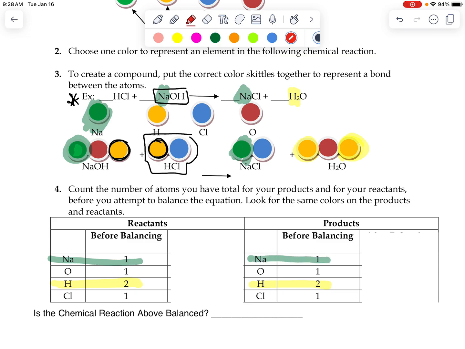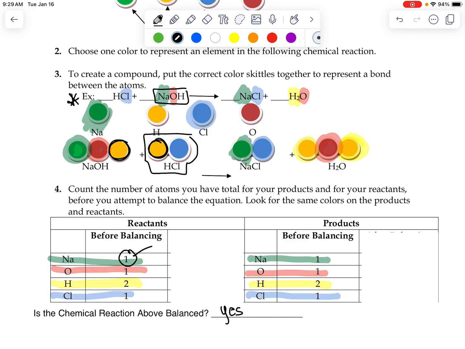Then if we take a look at our oxygen, we have one oxygen going into our chemical reaction, and we have one oxygen in the water right here coming out. Then for our chlorine, we have one chlorine going into our chemical reaction, and then coming out, we have one chlorine right here coming out. So what that means for us is that this chemical reaction is balanced.